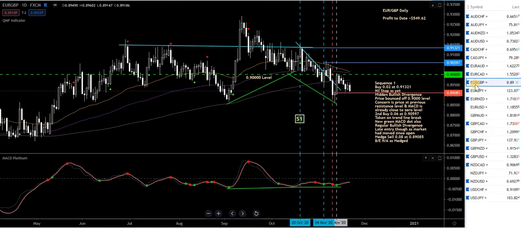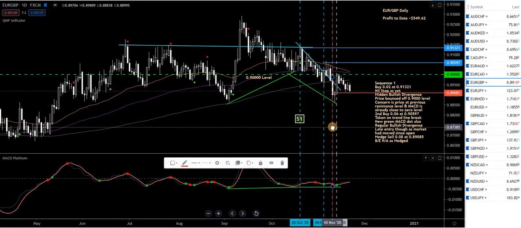Euro pound, what am I in here? This one, I started with a buy here. I'm only in the one sequence, took a buy. Then I took a second buy. MACD platinum still below the zero level. It broke the trend line. I drew a trend line down here, broke it, so I took a second buy. Then it went against me. Ended up with a sell signal, which is a little bit hard to see, but there's a sell signal in there. There was a red dot in there.